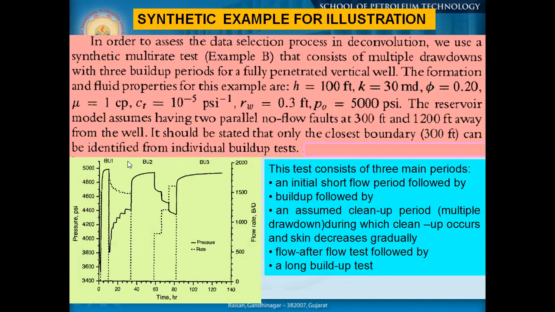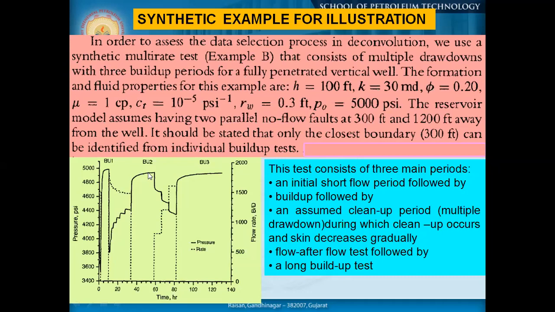So here you can see we have a three build-up. In order to assess the data, we have three build-ups. This is the flow rate and this is your pressure response, the solid line. So this is actually the clean up.